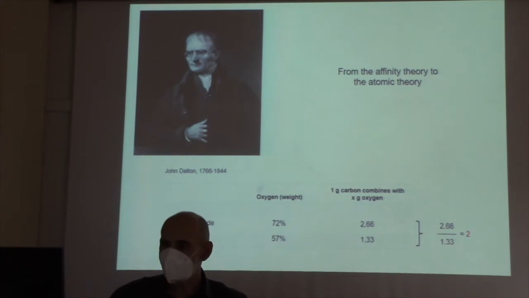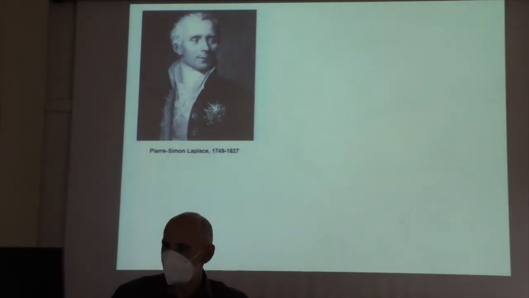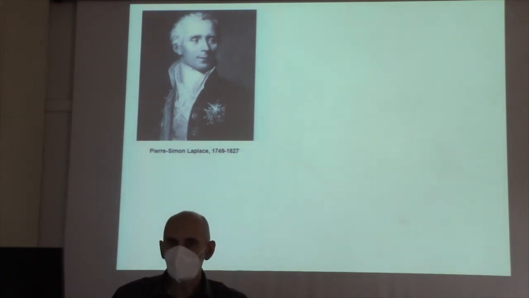Once again, notice that the observations stay the same. Carbon dioxide and monoxide were the same before and after Dalton. The difference is the way we interpret what we do and the observations we make. One final example. This is Pierre-Simon Laplace, who, in the beginning of the 19th century, wrote a book. In the preface of the book, he was a mathematician, a physicist, a philosopher, very famous in his time, still famous.